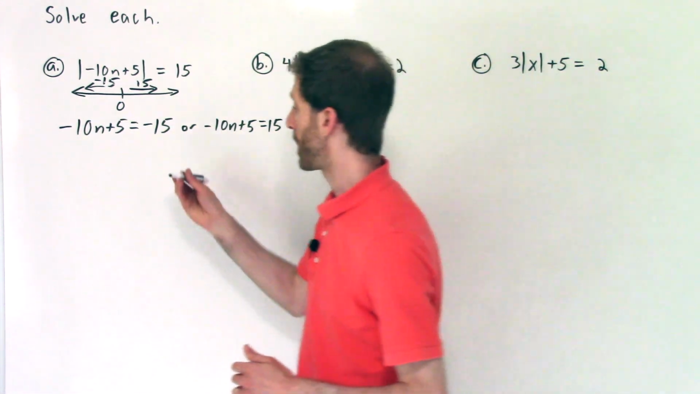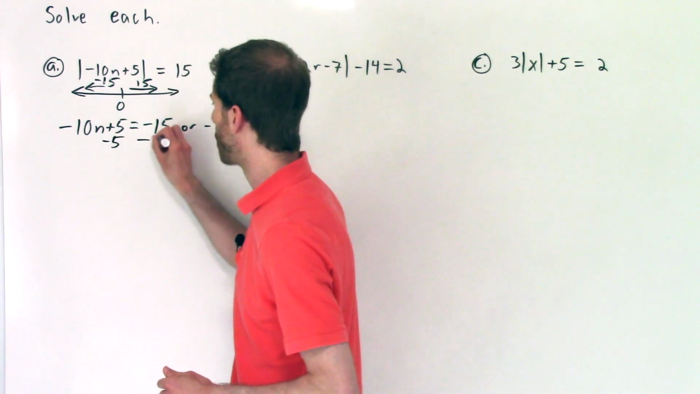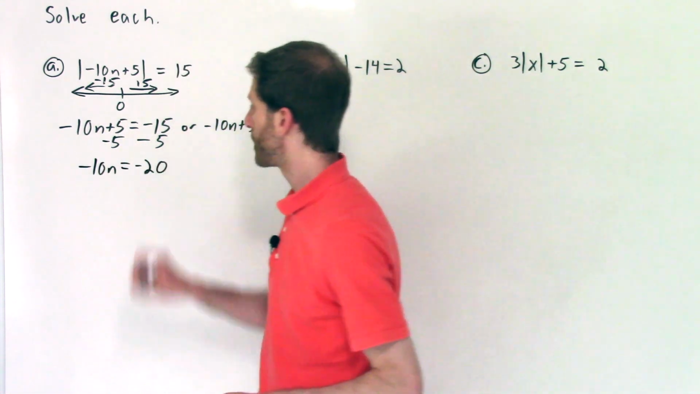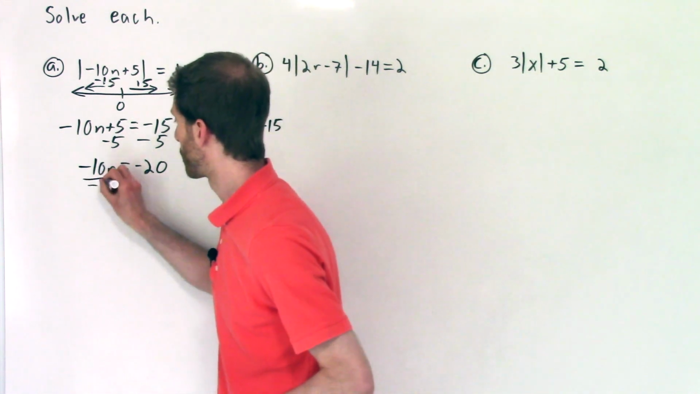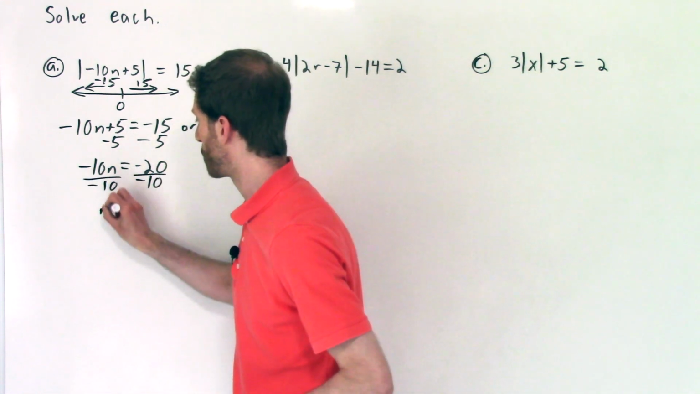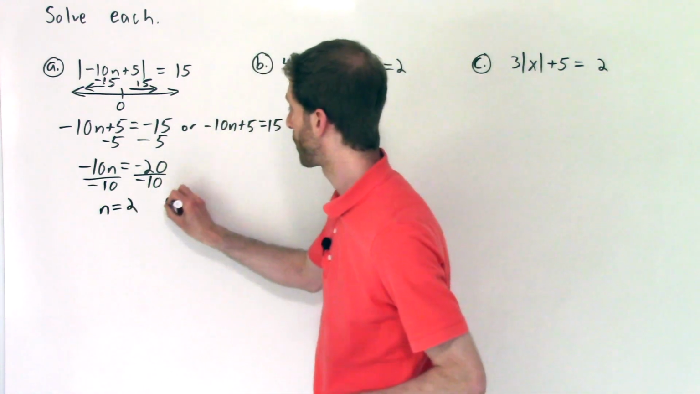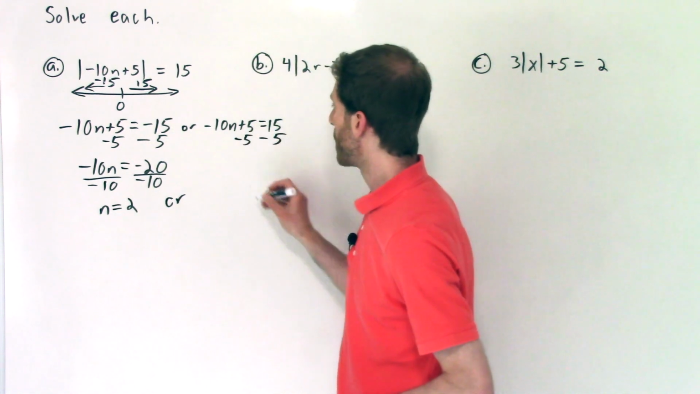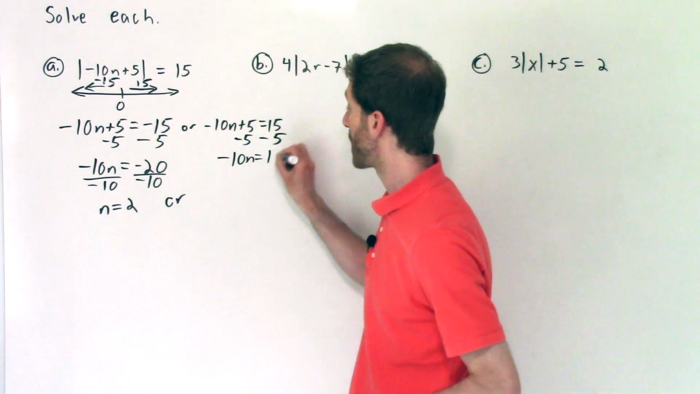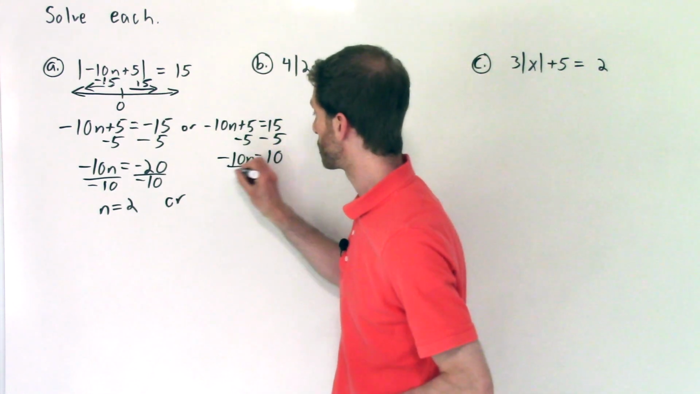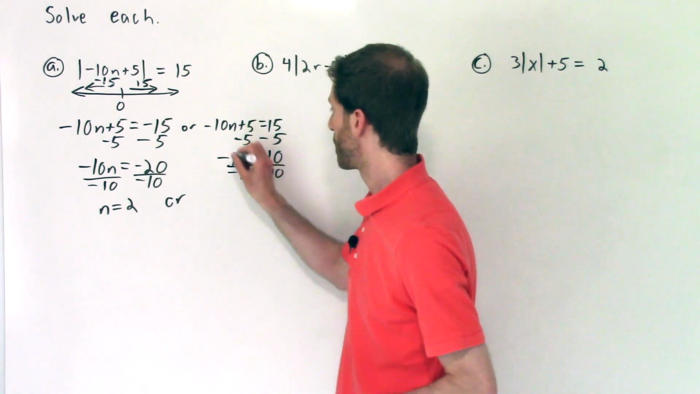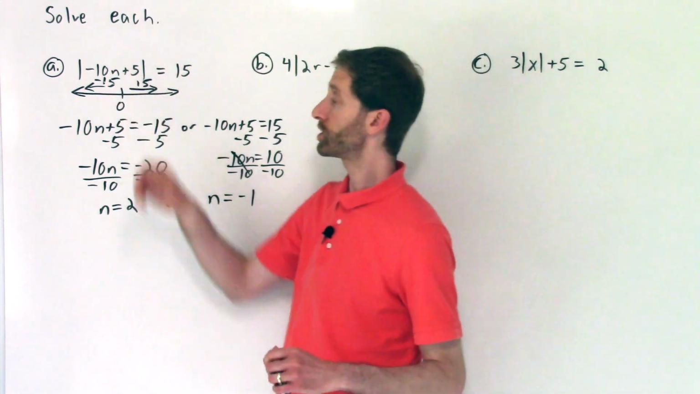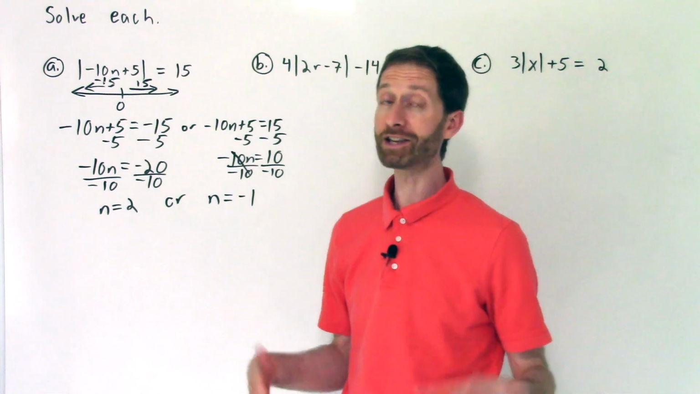We solve each individually now, so I'm going to subtract 5 from both sides. Old school equation solving now. You get negative 10n is equal to negative 20, and then divide both sides by negative 10. And you are going to get n equal to 2. So that's one solution. Or we're going to do the same exact operations, right? We're going to subtract 5 from both sides, and from there, we'll get negative 10n is equal to 10. And I'll divide both sides by negative 10. Again, old school equation solving. And so that is going to end up equaling negative 1. And if you plug those numbers into this equation and then take the absolute value, you're going to get 15 no matter which way you do it.